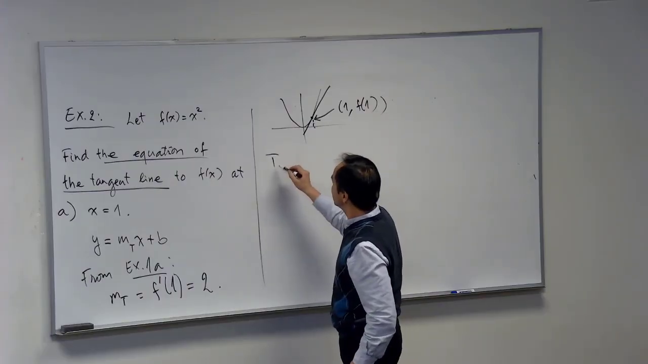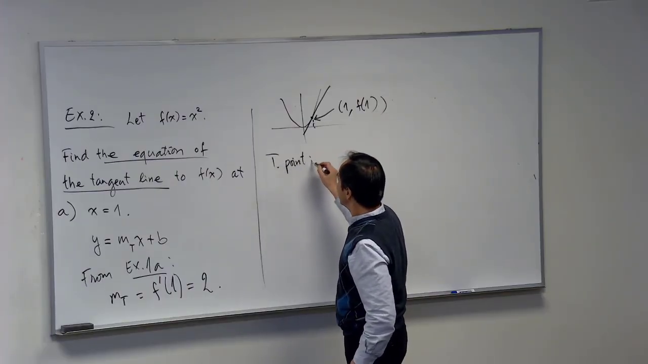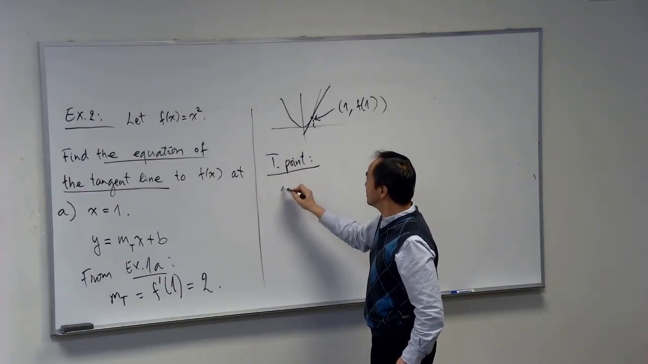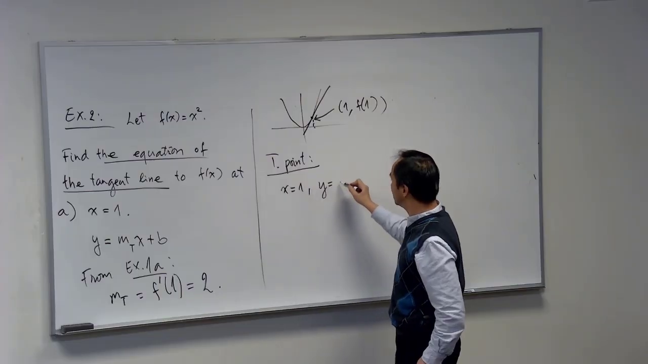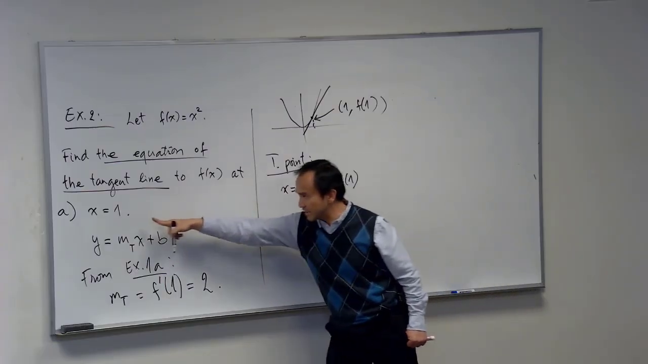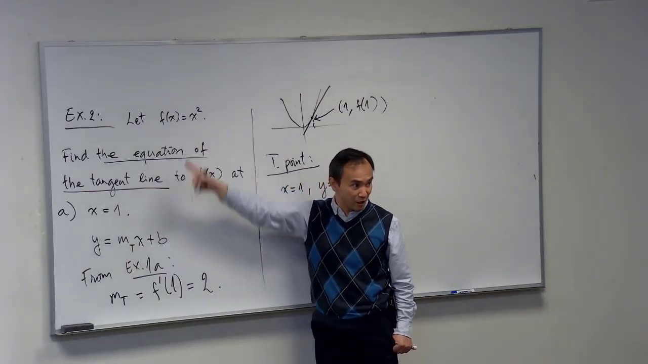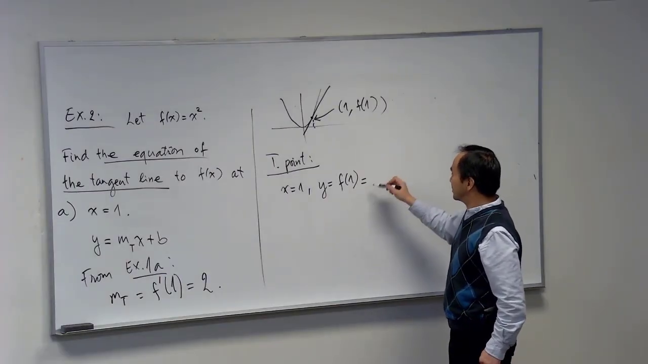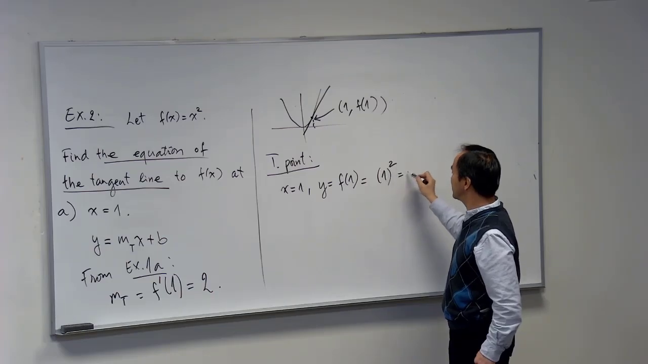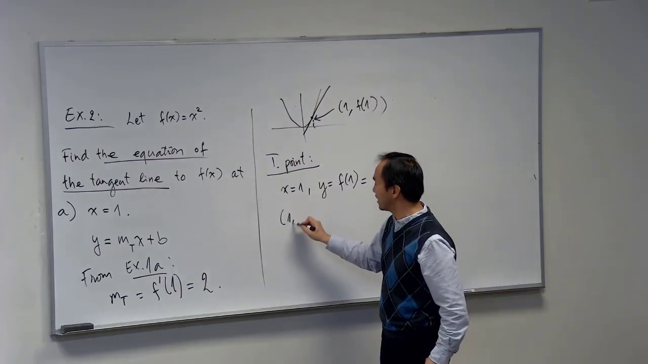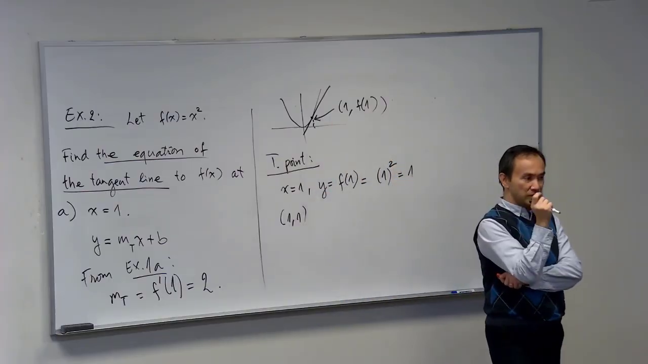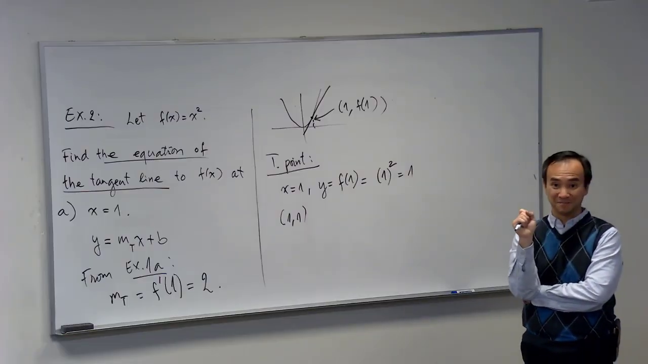Now the tangent point, I call that t points, for tangent point. You substitute x equals 1, so x equals 1, but y equals f of 1. You substitute the given value for x into the beginning function, not the derivative. So we're looking at y equals 1 squared, which is also 1. So the tangent point is now completed: 1 comma 1. So you know that single point where your line is going through.